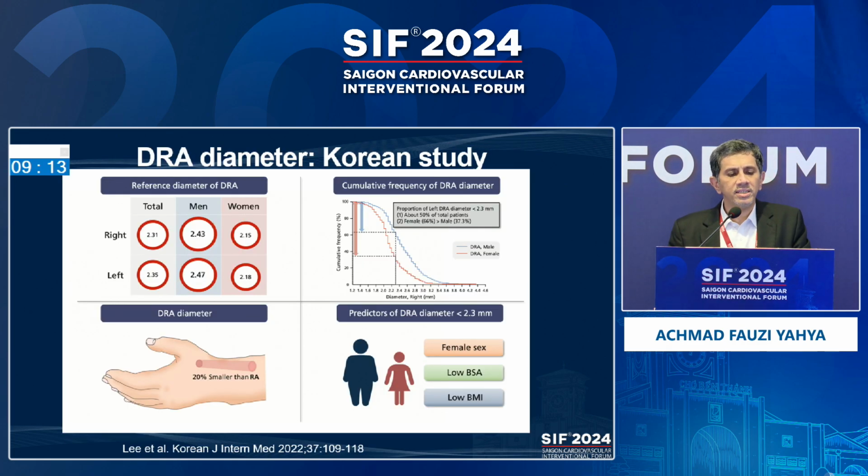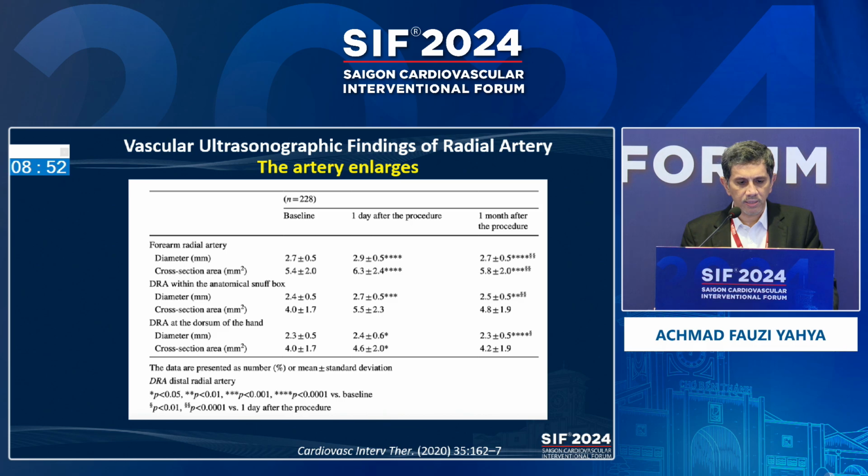In this Korean study, the predictors of a small distal radial artery were female sex, low BSA, and low BMI. In this particular situation, we have to use ultrasound to detect whether we can use the distal radial access to insert the large bore guiding catheter.